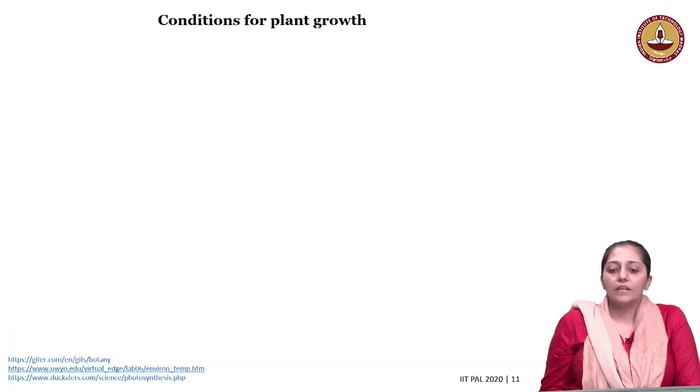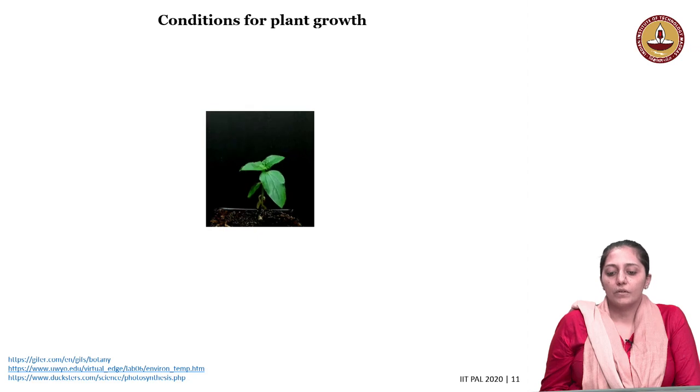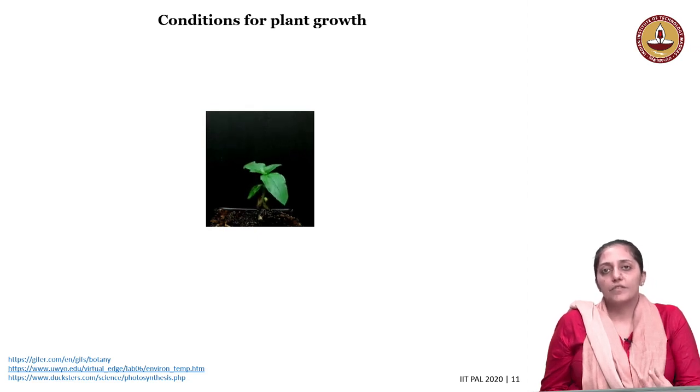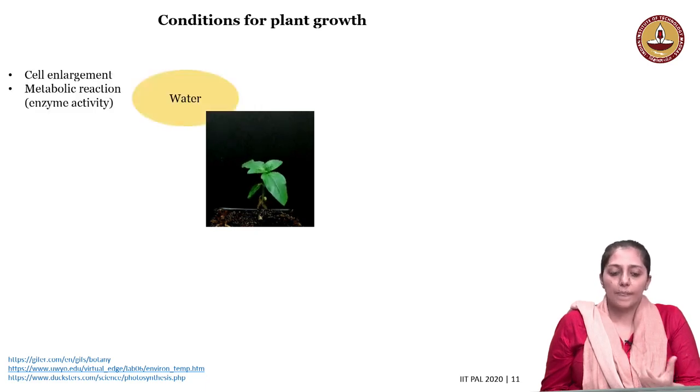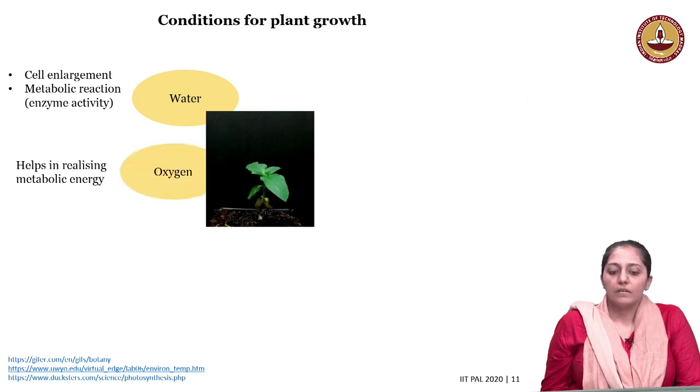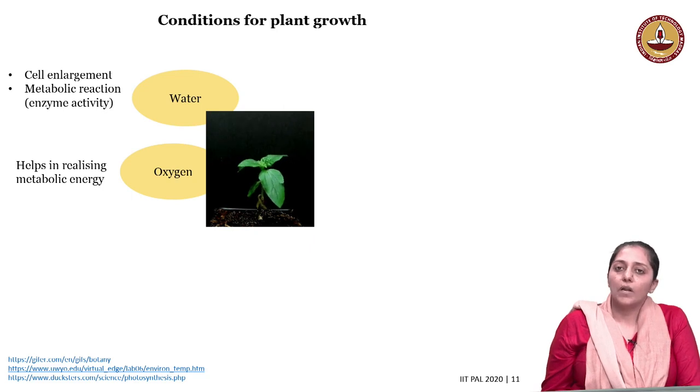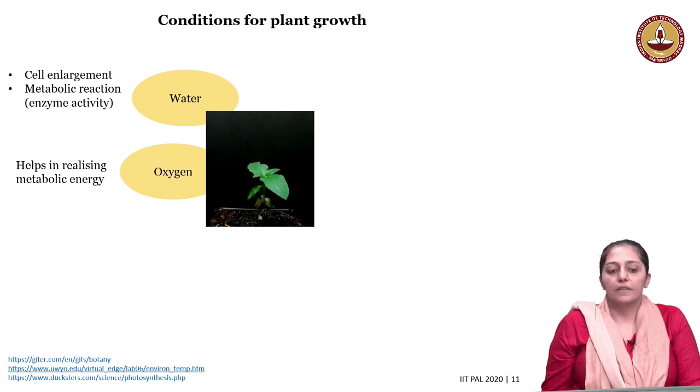Talking about the conditions for plant growth. What makes the leaves to increase in size? What facilitates this process of cell enlargement or the metabolic activity? Now, after reading the chapter on plant nutrition, we know what are the basic requirements which lead to plant growth and development. Now, water, we know it will help in cell enlargement. It is also utilized in metabolic reactions, important for enzyme activities.